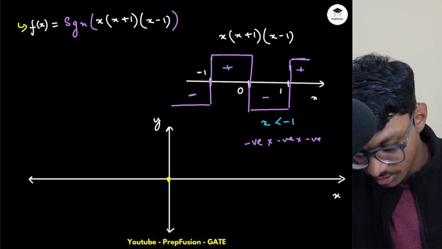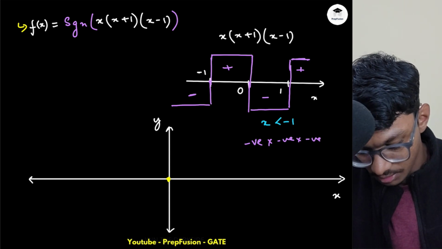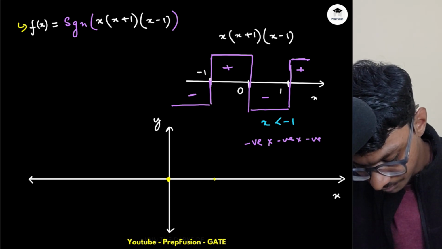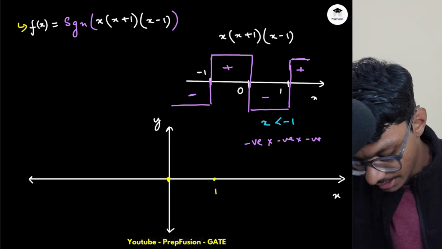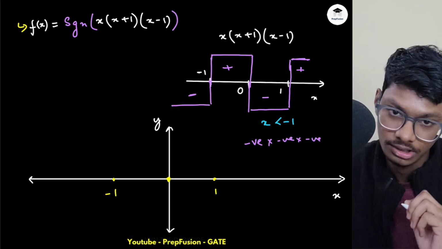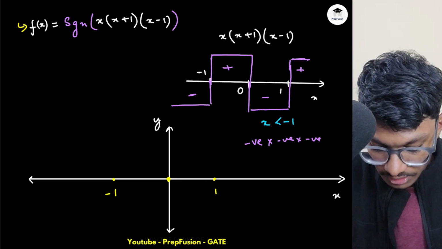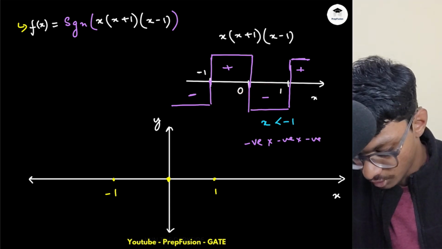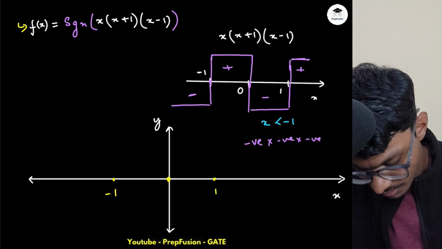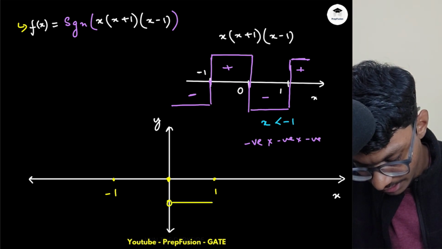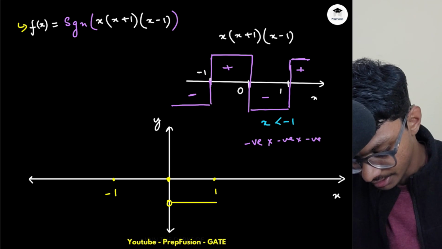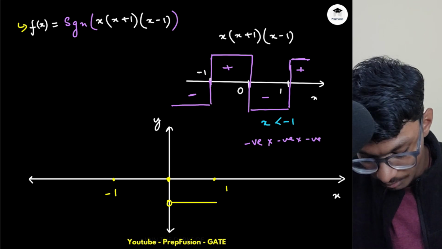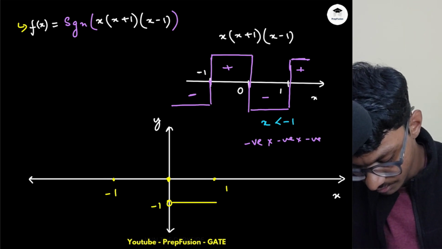And here also at x equals plus 1, again this whole thing is 0, so this will be 0. And at minus 1 also this will be 0. So I marked the 3 points. Now just after this 0, my function is negative. So if my function is negative, I will get minus 1. I will start somewhere from here and until x equals 1, I will remain at minus 1. So this will be minus 1.